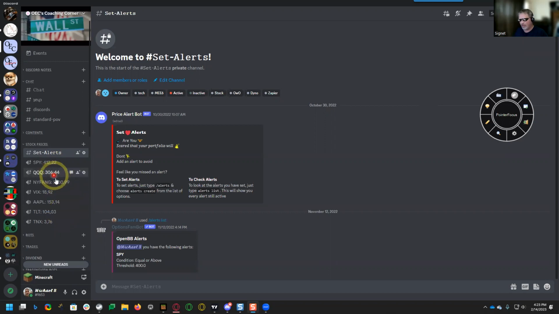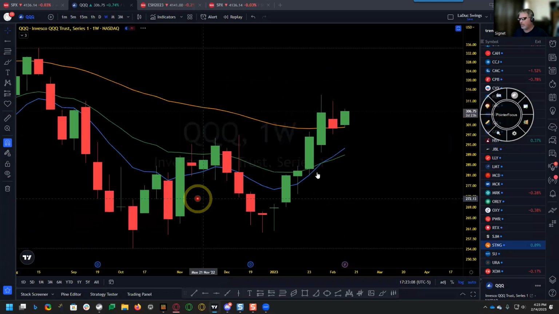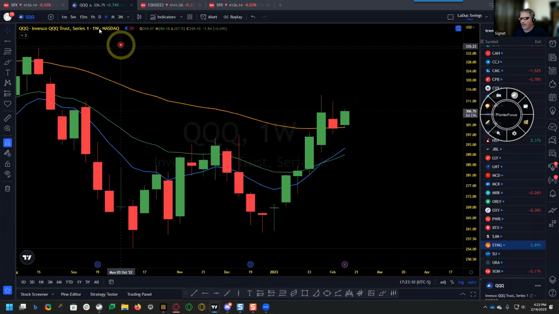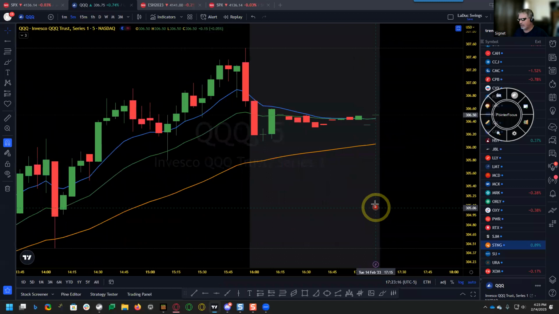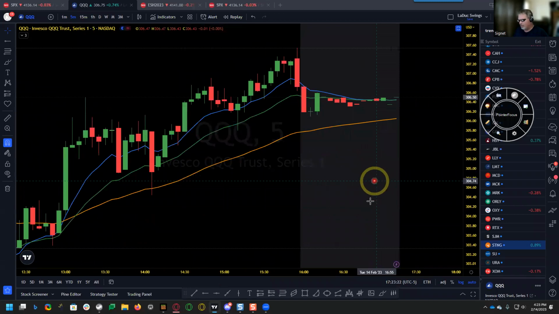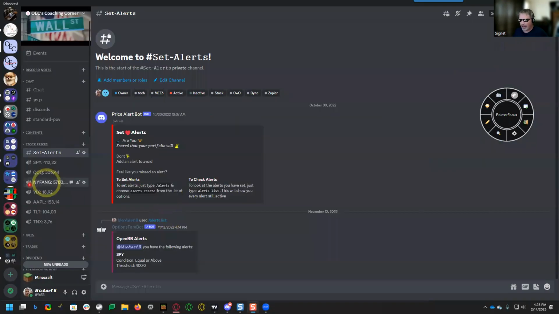We can see the Qs 306.44 was the closing price. So just go to the Qs 306, it's after hours. We kept moving. 306.44 was the closing price, right? It's reflecting the current price of the market. So without even having to go to a chart, I can just look over and see where the Qs are.